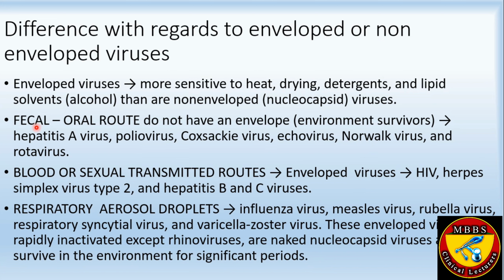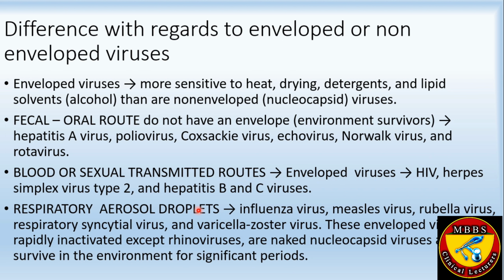Now, viruses which are transmitted through the fecal-oral route do not have an envelope, so they are environment survivors. For example, hepatitis A, poliovirus, Coxsackie virus, echovirus, Norwalk virus, and rotavirus. Viruses transmitted by blood or sexually transmitted routes are enveloped viruses, so they are less stable, like HIV, herpes simplex virus 2, and hepatitis B and C.